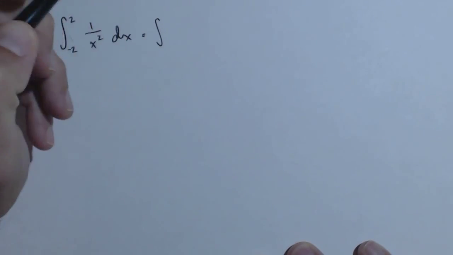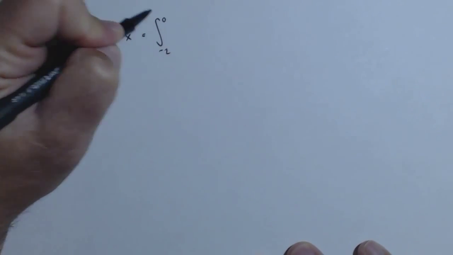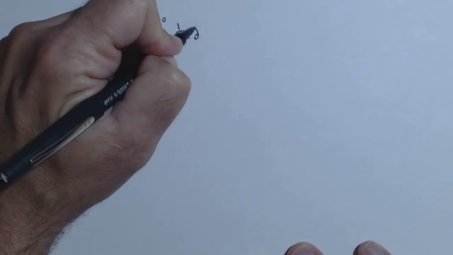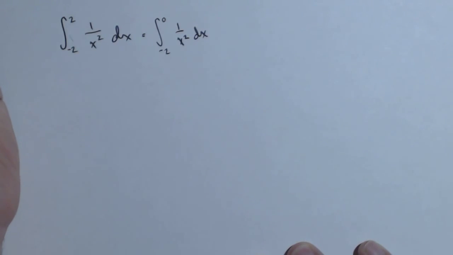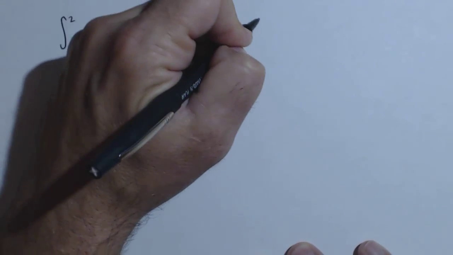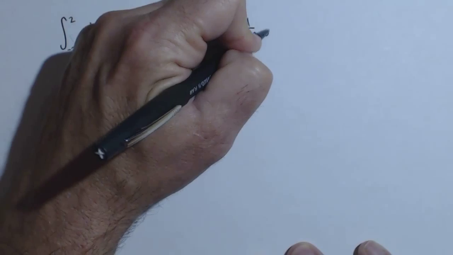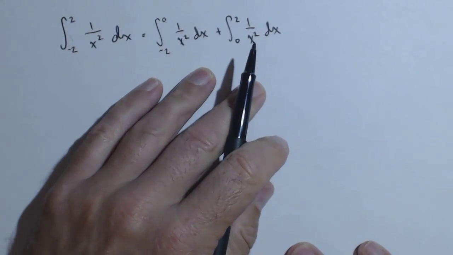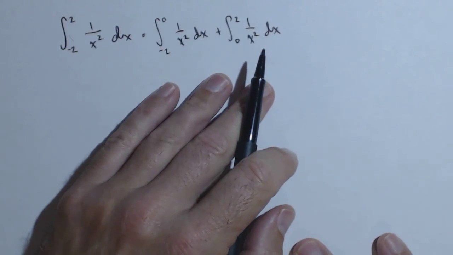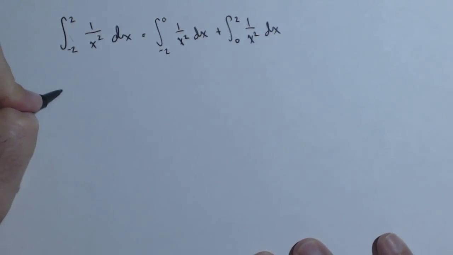First thing, we've got to split it into 2. We're going to go from -2 to 0, and you could do this all in one step, I just want you to see it. 1 over x squared dx plus 0 to 2, 1 over x squared dx. And what we end up with is basically 2 improper integrals that we are going to have to do separately. If one of them diverges, the whole thing diverges and we're done.